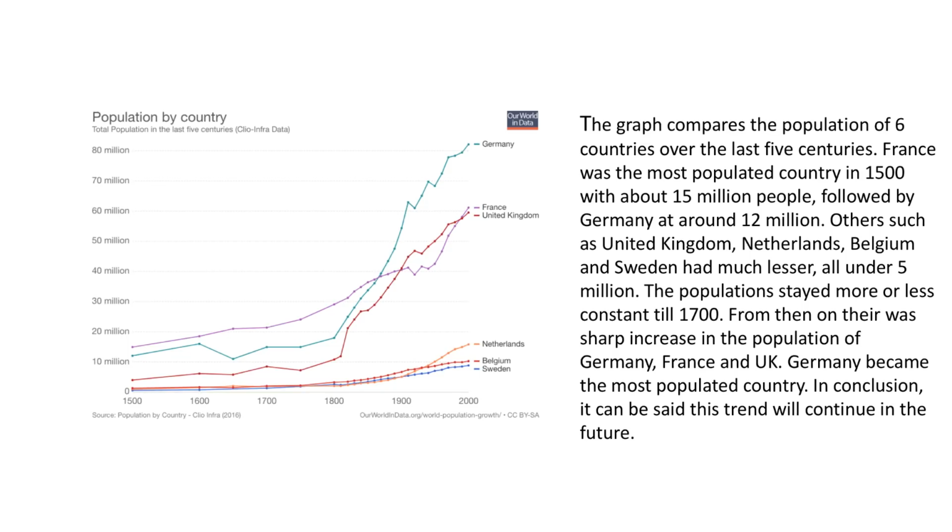Otherwise, if you're not able to make a conclusion like that, you can just say in conclusion the graph tells us a lot about how the population in these countries has changed in the last 5 centuries. So there are a number of ways you can do it. Just follow the structure, keep it simple, what comes to your mind, and speak it properly, speak it with full confidence.